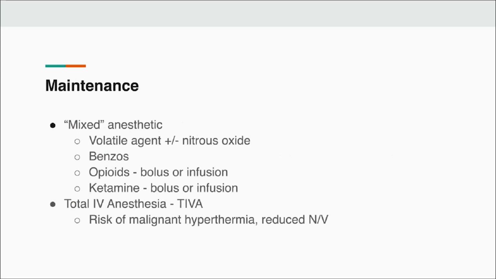If it's not a mixed anesthetic, sometimes we use something called a total IV anesthetic, or TIVA. The reason to use a TIVA, which is typically a propofol infusion, is if the patient has a risk for malignant hyperthermia, which would be caused by the volatile agent. And sometimes we use a TIVA in a patient that may be at high risk for post-op nausea and vomiting. A propofol infusion significantly reduces the risk of nausea and vomiting afterwards.